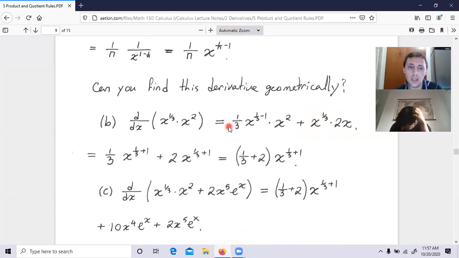Do observe it. So then I can verify using the derivative that, let's say, x to the 1/3 times x squared is 1/3 x to the 1/3 minus 1 times x squared plus x to the 1/3 times 2x. I can use the product rule here. Yes?